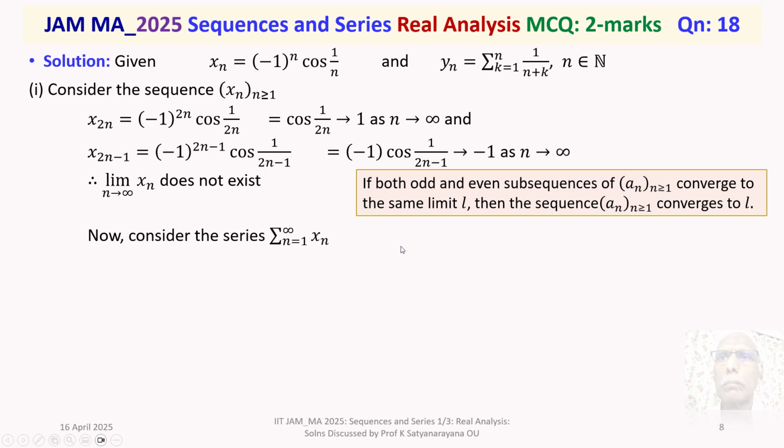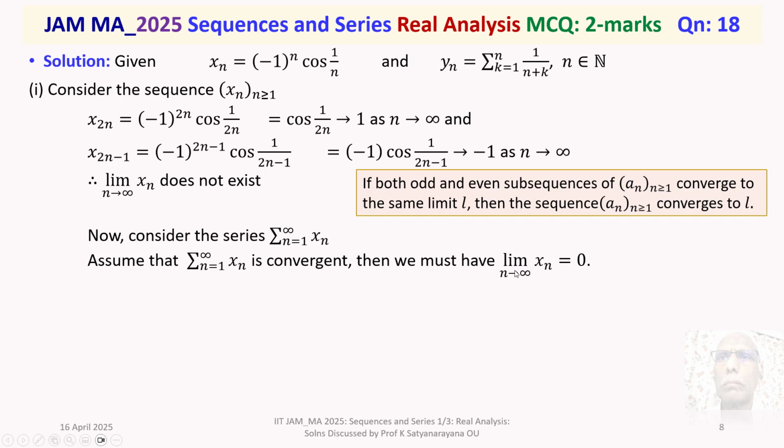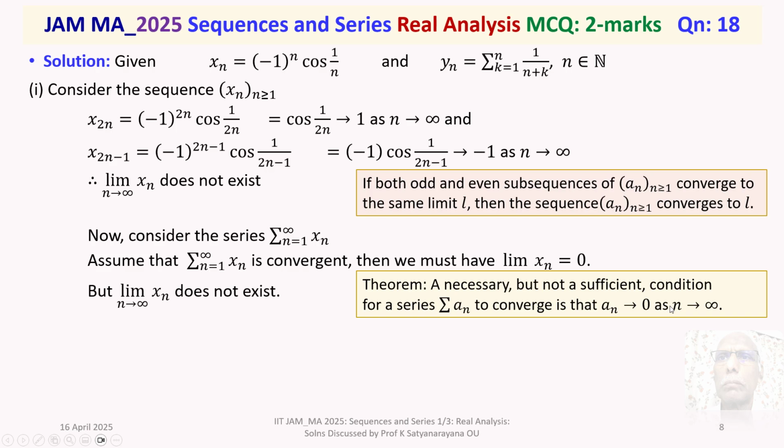It does not converge. Assume that this series is convergent, then we must have the limit of xn as n tends to infinity equal to 0. It's a necessary condition. But the limit of xn does not exist. So, we remember this one. Because of this, the limit does not exist. Therefore, our assumption is not true. Therefore, this series sigma xn does not converge. So, that's the first part is over.